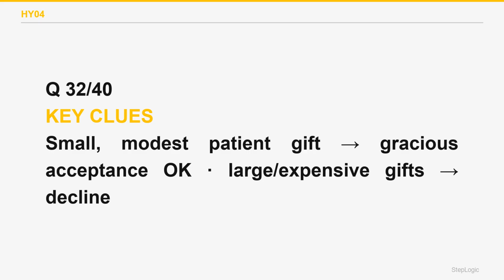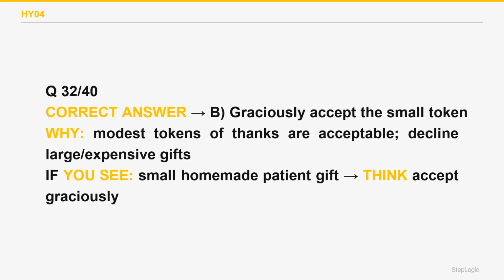Small, modest tokens of gratitude from patients, like homemade cookies, may be graciously accepted, since they are a normal expression of thanks and refusing could seem cold. The line is drawn at large or expensive gifts or anything that could create an obligation or impaired judgment, which should be declined. The correct answer is B.